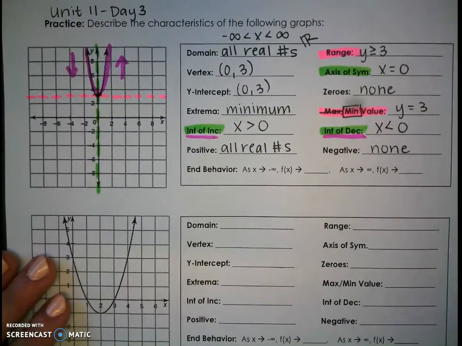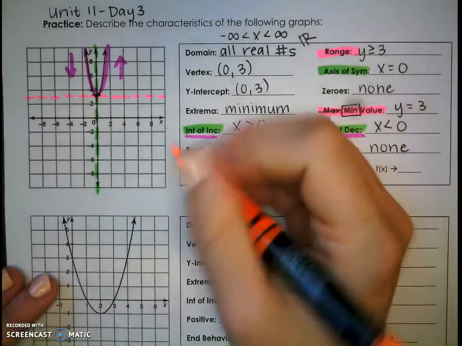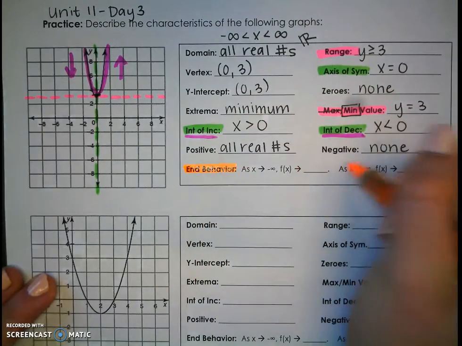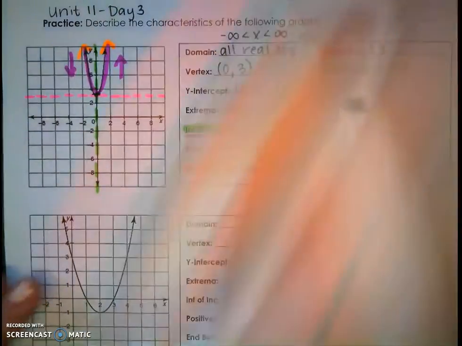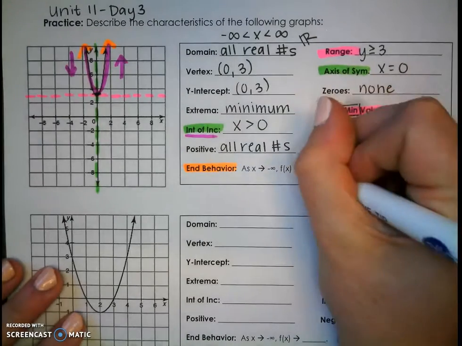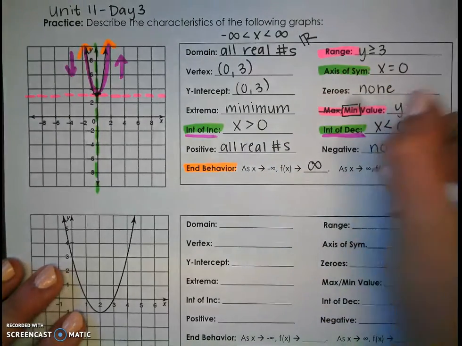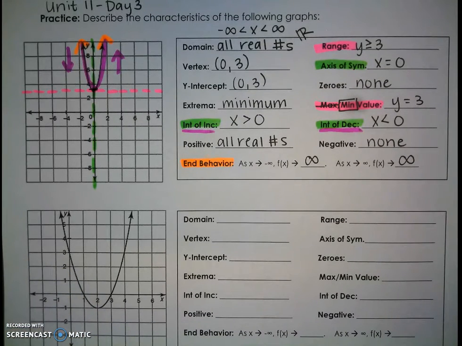And then for end behavior, look at the behavior at the ends. So you look at your arrows. I kind of highlighted over mine, but they were both pointing up, which means my end behavior on both the left and the right are both going to positive infinity.